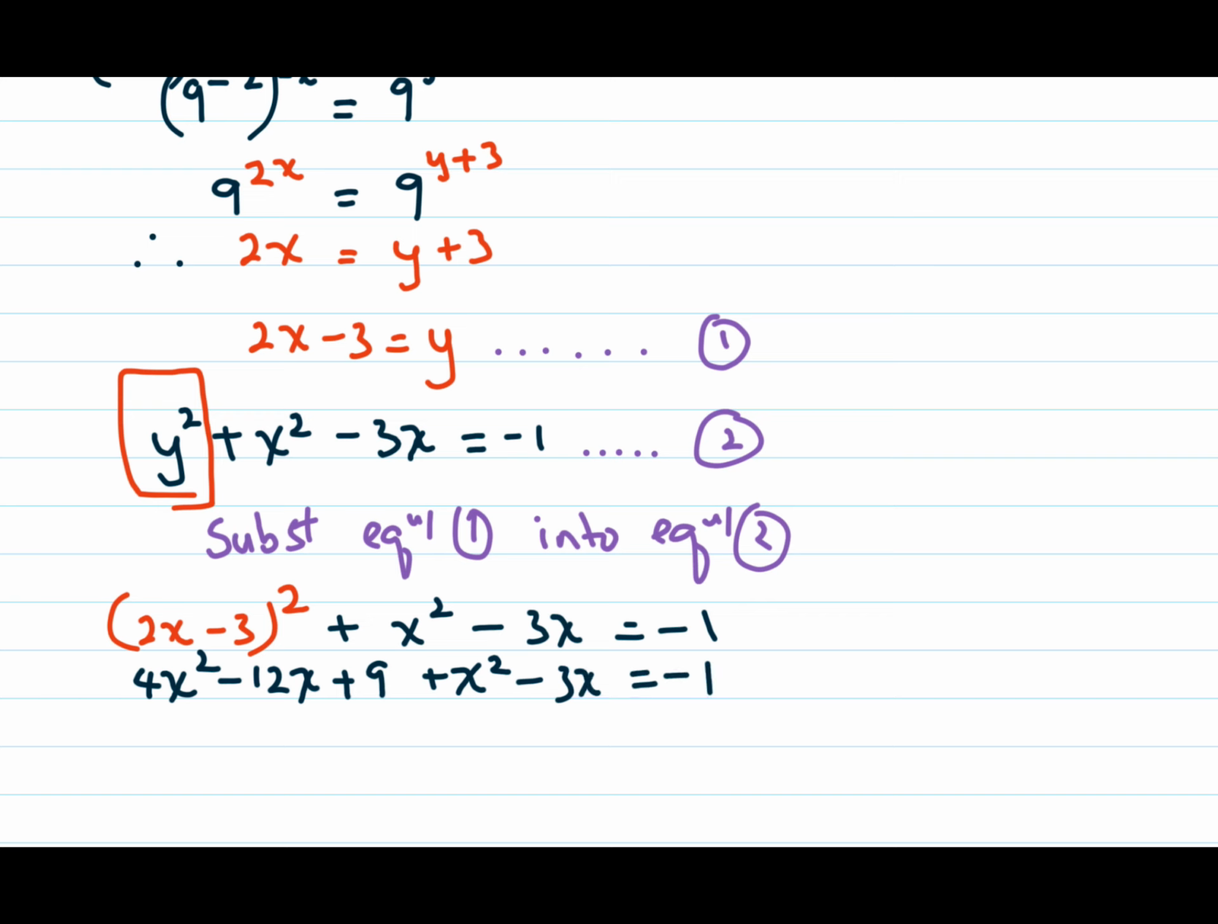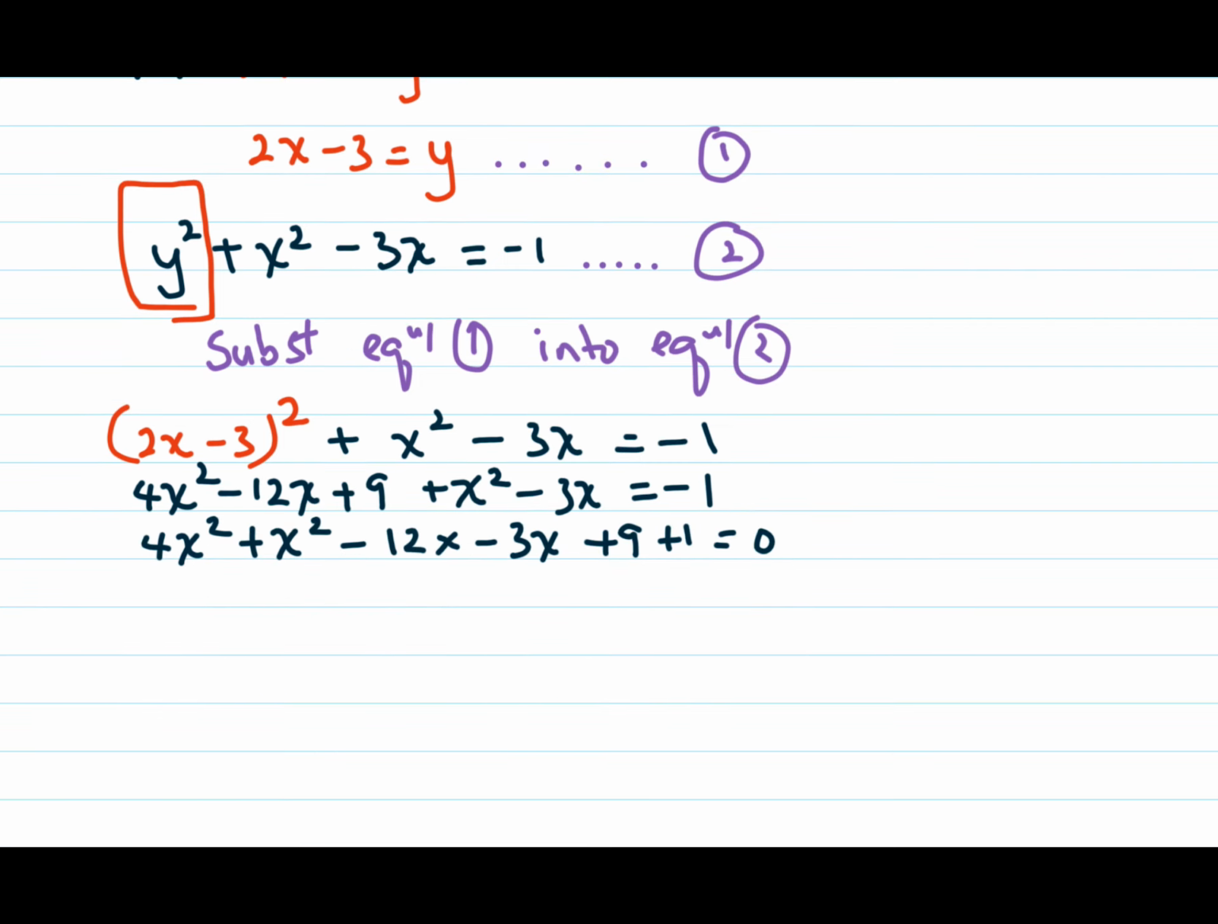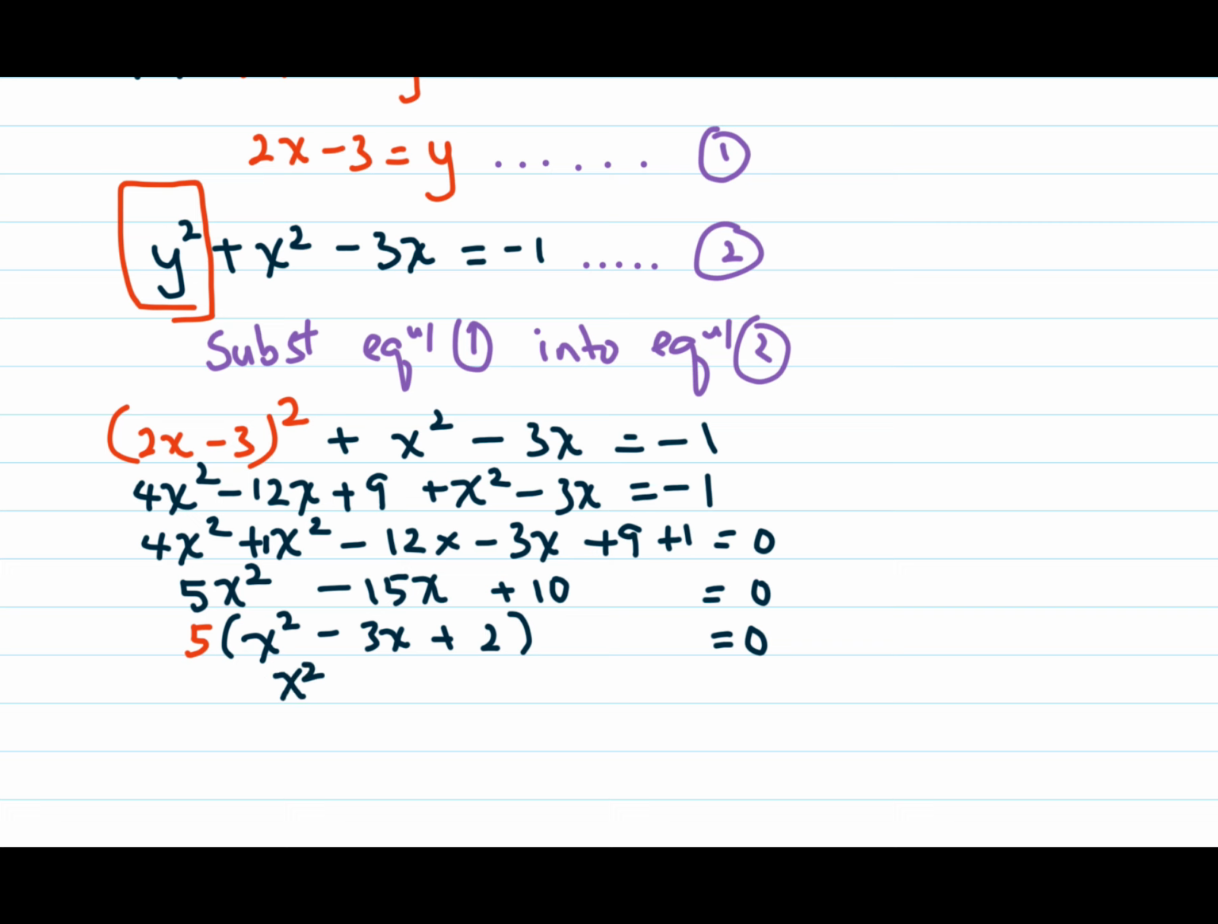Okay, so now let's collect the like terms. There we've collected all the like terms, and remember there's a 1 there, so this is going to be 5x squared minus 15x plus 10 is equal to 0. Now what we can do is factor out 5, because we see that we have 5 as a common factor. When we factor out 5, that's what we get, and then we divide by 5 on both sides. The 5 is just going to disappear. So then we'll have x squared minus 3x plus 2 is equal to 0.